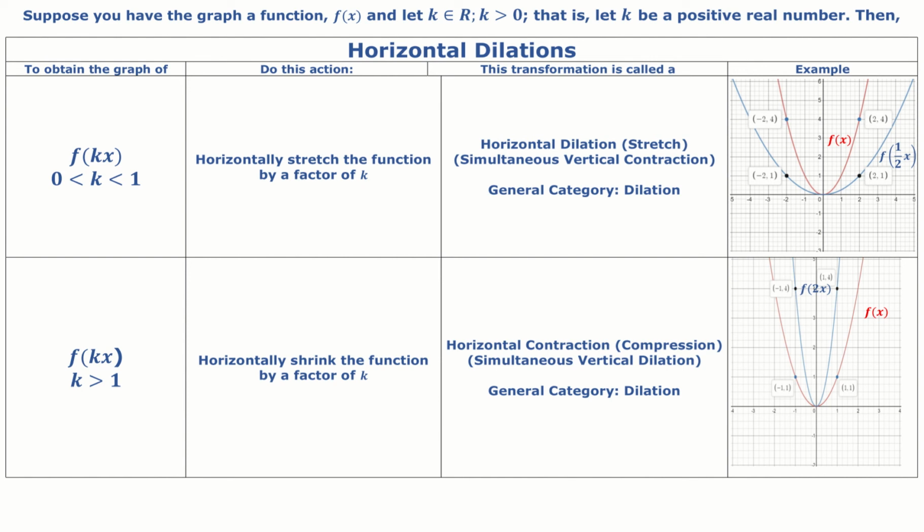And of course the exact opposite happens here when k is greater than 1, your graph actually ends up getting narrower like this, right? So there's a horizontal contraction, but notice if you look at what's happening vertically, that's going to be a stretch. So always horizontal contractions go with simultaneous vertical dilations.